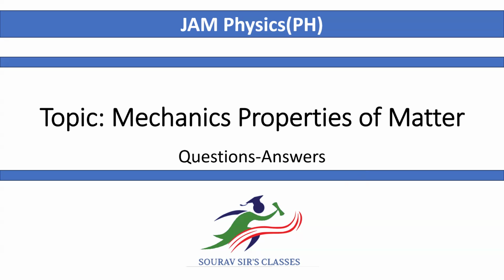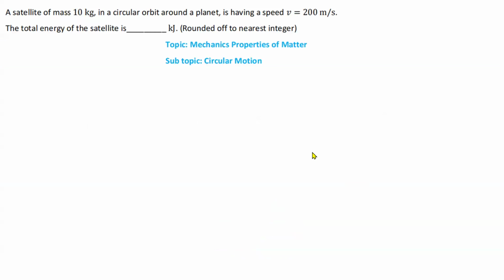Let us solve one more problem from mechanics, properties of matter. So the question is about a satellite of mass 10 kg in a circular orbit around a planet, having a speed v equal to 200 meter per second. We need to find the total energy of the satellite in kilojoule.